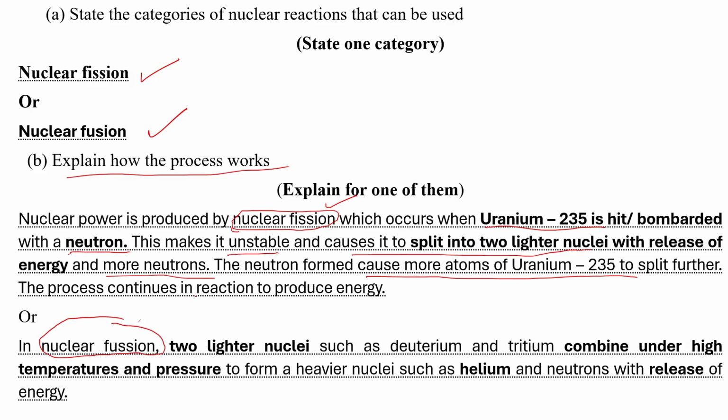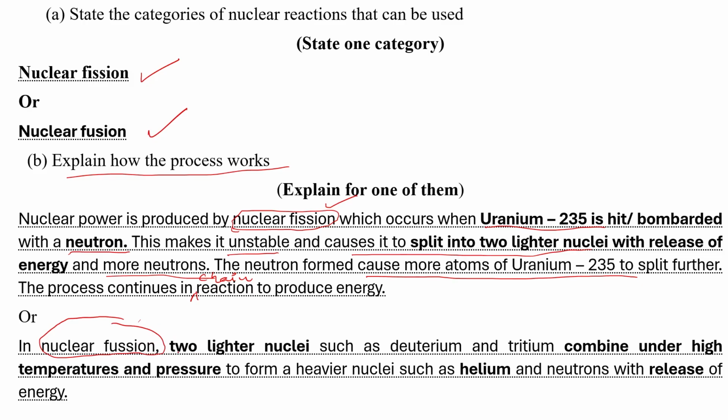This process continues in a chain reaction. This is a chain reaction because of the more neutrons which can keep bombarding more uranium atoms and more newer elements formed. So that's how nuclear fission works. Let's look at nuclear fusion.